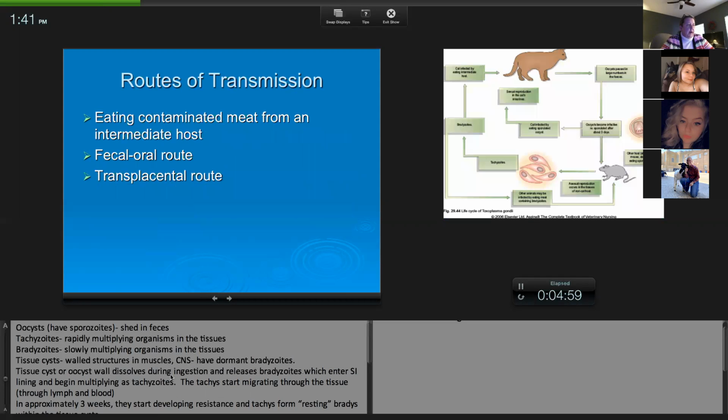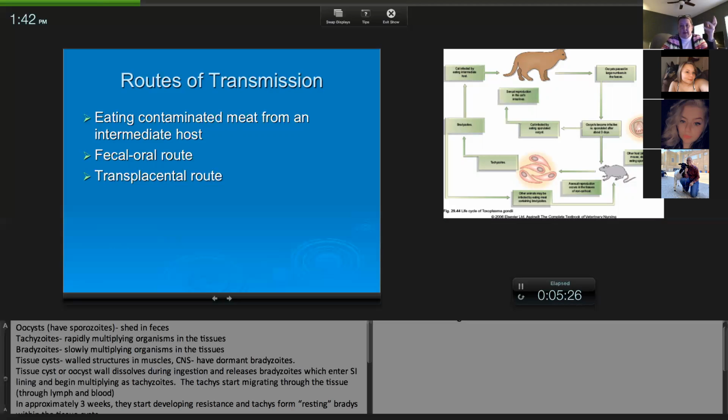When we talk about the routes of transmission, one of the most common routes is eating contaminated meat from an intermediate host. Now, if I talk about cats as the primary host, I'm not talking about if you give them a piece of chicken. Although, we're usually talking about them getting into rodents outside. Did they get a mouse? Did they get a mole?